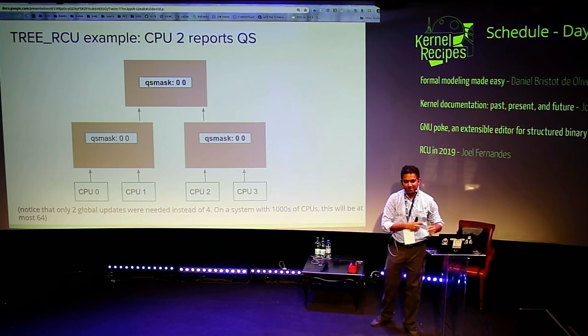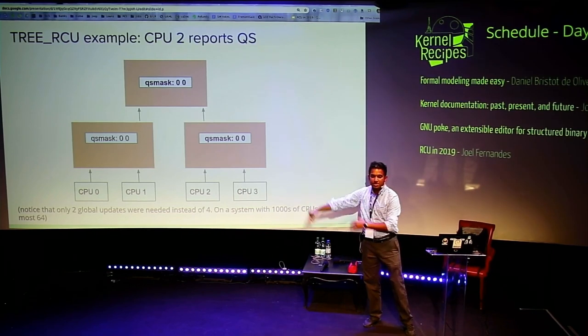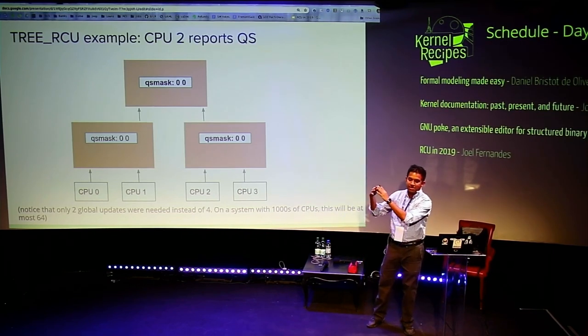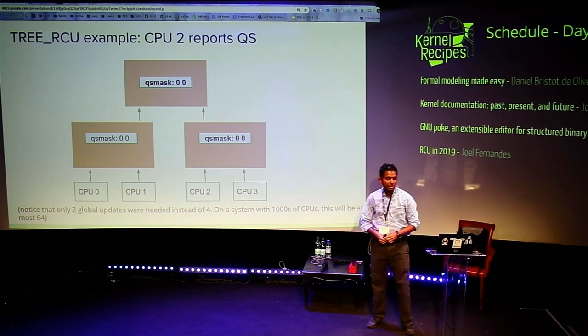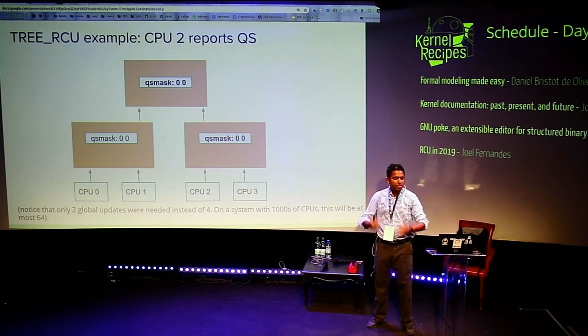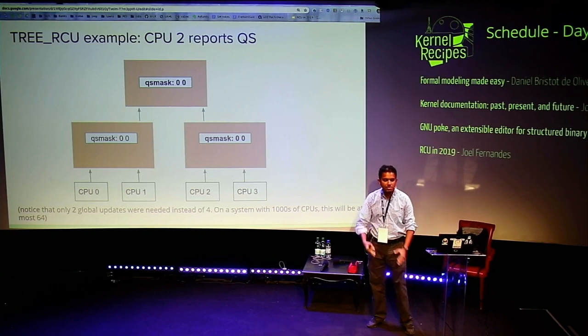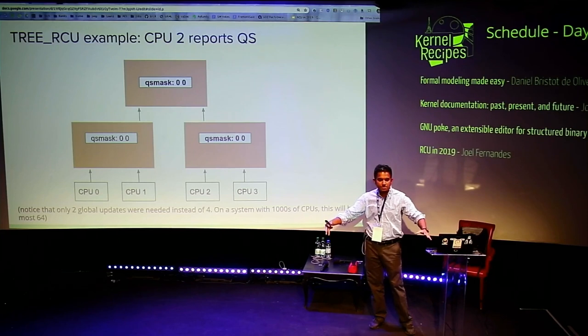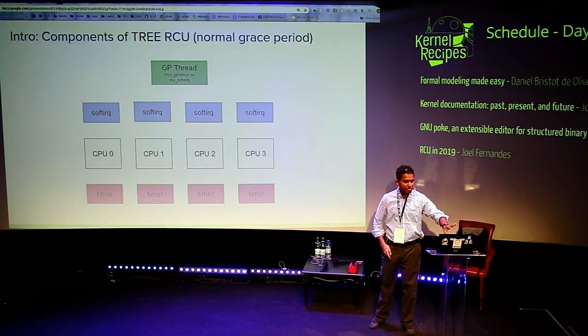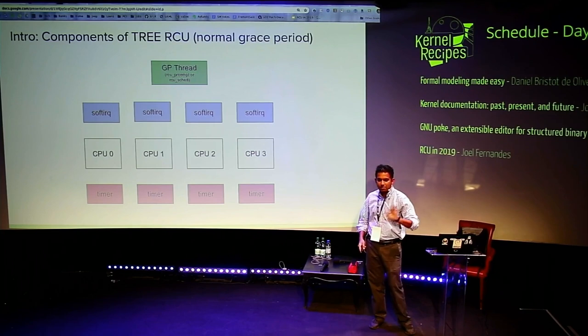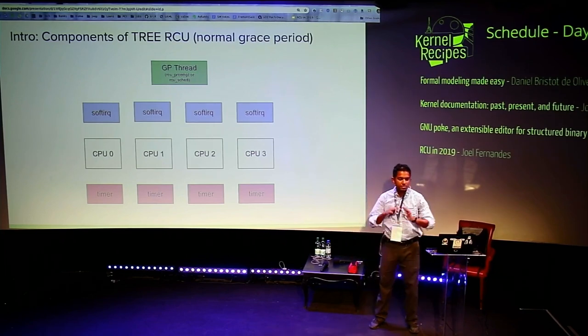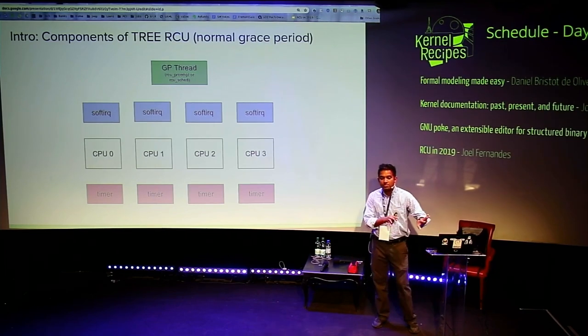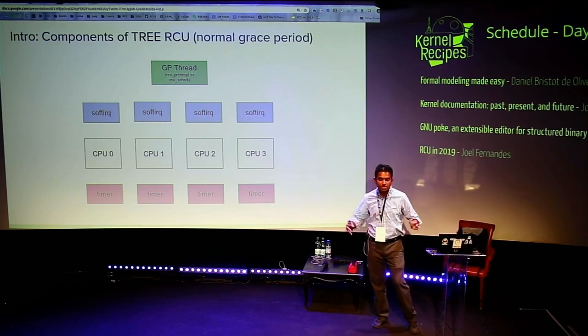So imagine a system with thousands of CPUs. Now you would have only 64 updates on that root node. That's how the tree is created, so it's scalable. It's a global way of arriving at a result that the quiescent state has been crossed on all the CPUs. There's nice documentation about this, and I'll let you read that. It talks about all the data structures and exactly what I'm talking about, how the combining tree acts like a giant shock absorber.